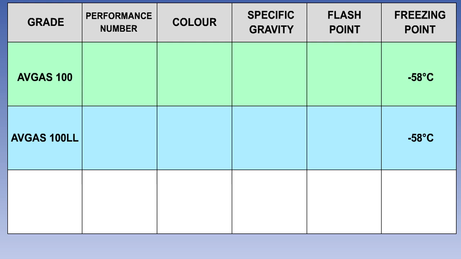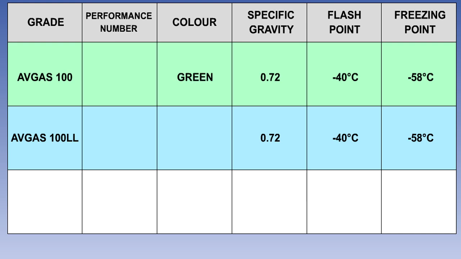Avgas has a freezing point in the region of -58 degrees Celsius, and a flash point, which is the temperature at which the fuel vapor will ignite in contact with a flame, of -40 degrees Celsius or colder. It has a specific gravity of 0.72 at 15 degrees Celsius. Specific gravity is important, as fuel is delivered by volume, but pilots need to know its mass or weight, as the energy available from the fuel is dependent on its mass, not its volume.